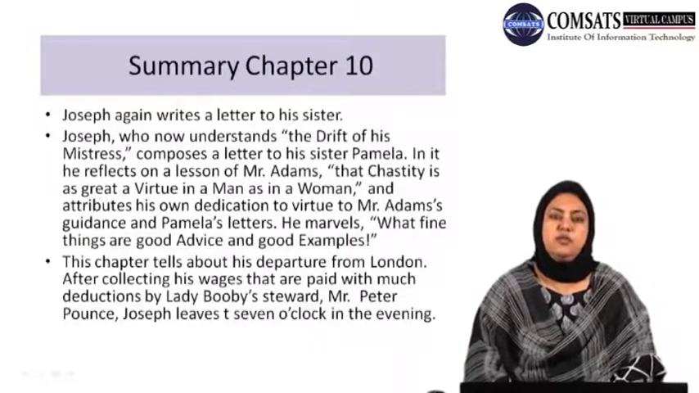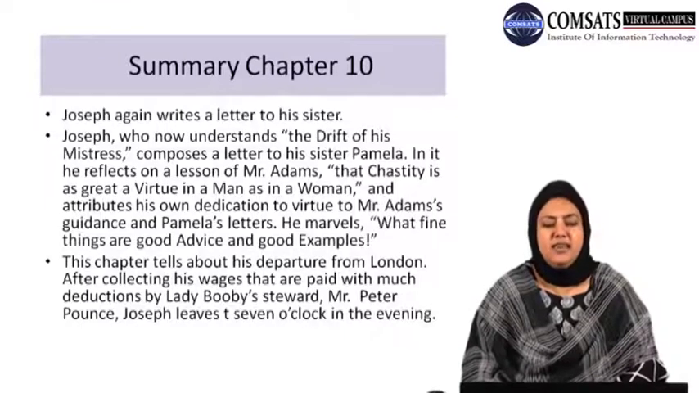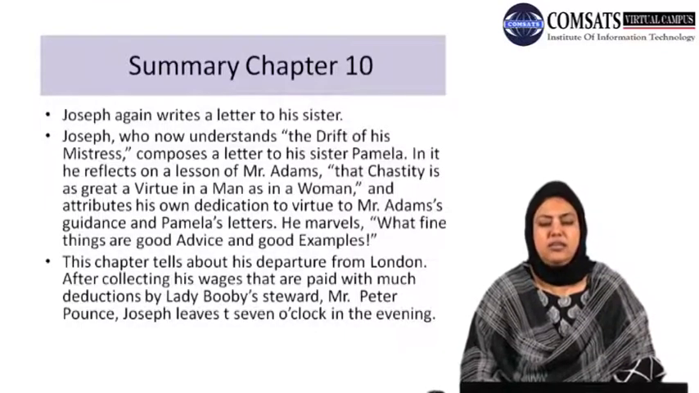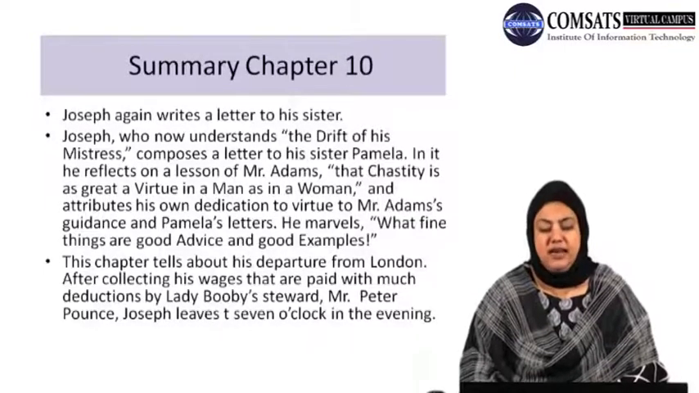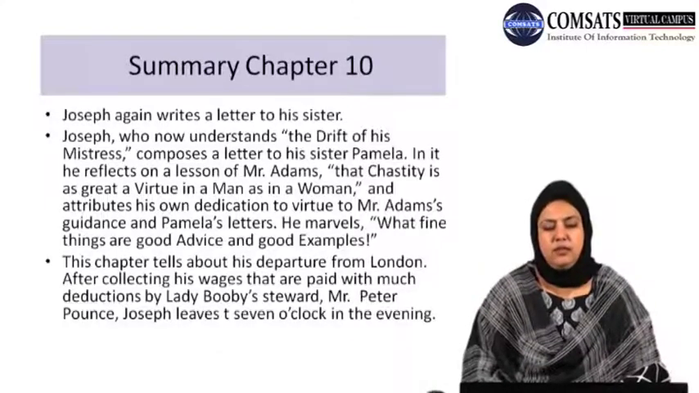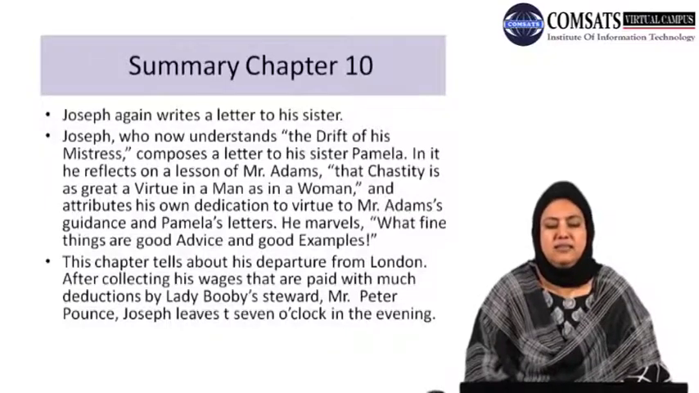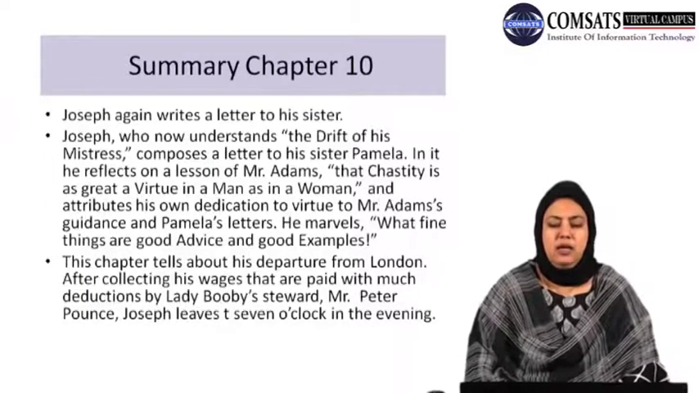My dear students, with this we move to the summary of chapter 10. Joseph again writes a letter to his sister. He now understands the drift of his mistress and composes a letter to Pamela, in which he reflects on the lesson of Mr. Adams, that chastity is as great a virtue in a man as in a woman, and attributes his own dedication to virtue to Mr. Adams' guidance and Pamela's letters. He marvels at what fine things good advice and good example are.